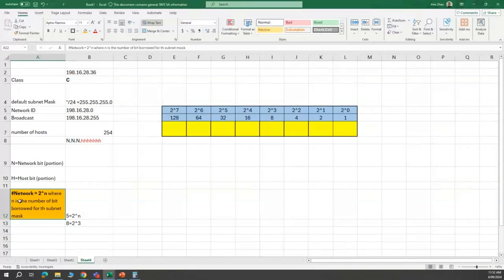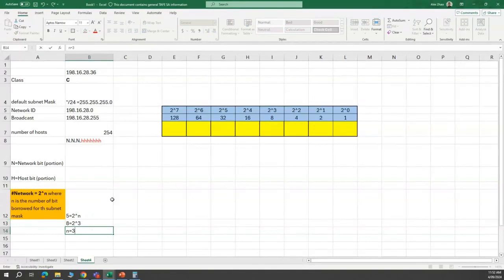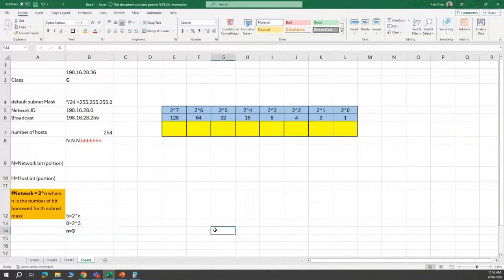Remember what n stood for? N is the bits borrowed. So n is in the same position, isn't it? So n equals 3. You get me, guys? If n equals 3, n equals the amount of bits borrowed.